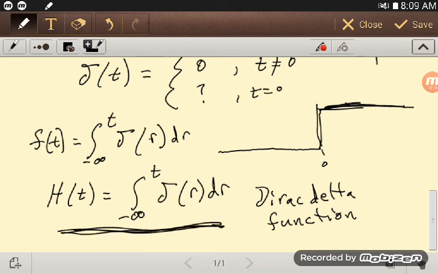Okay, so we'll stop that. That's the definition of our Dirac delta function, what it is and what it can model. And we'll look at some problems involving that function as a forcing function.